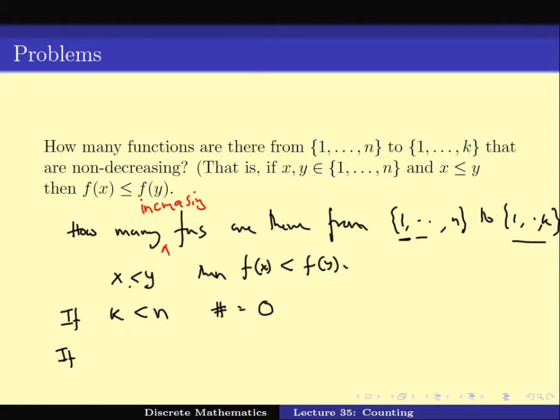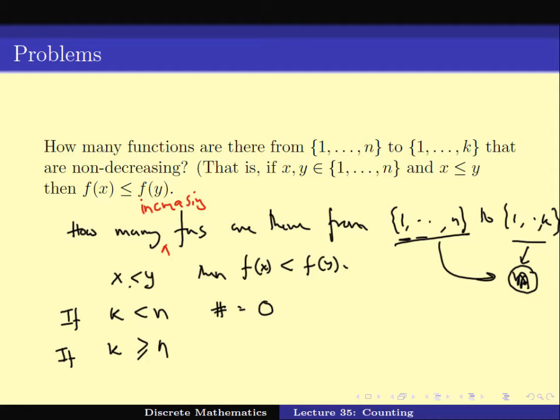And if the opposite is true, if k is bigger than or equal to n, then what happens? It means that I can pick n elements from this 1 to k, and once I have picked some n elements out of this 1 to k, there is a unique way of sending this 1 to n to this set of n elements. Why? Because the 1 has to go to the smallest element, 2 has to go to the second smallest element, so if I pick the set A.